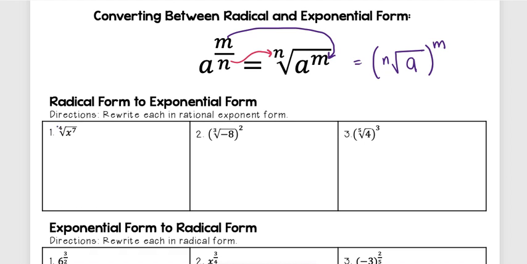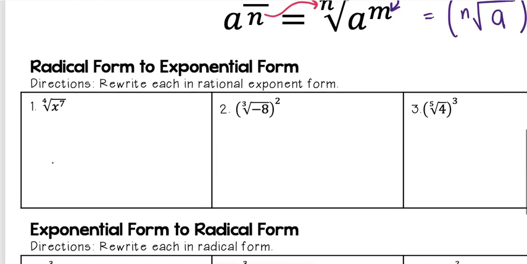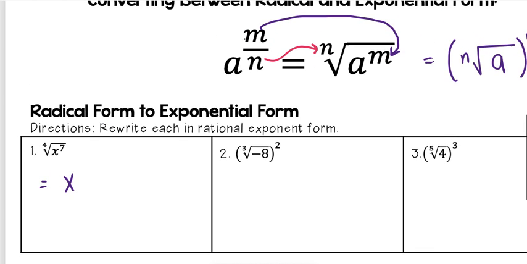So for this first one, I have the fourth root of x to the seventh. And I want to change that to my exponent form. So it's going to be a fraction. You have a 50-50 shot on which one's going to be on the top. But remember, the one that's the exponent is going to be up on top. So that means the 7 is going to be on top, and then the 4 is going to be on the bottom.